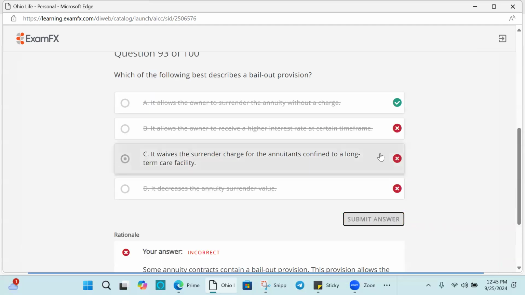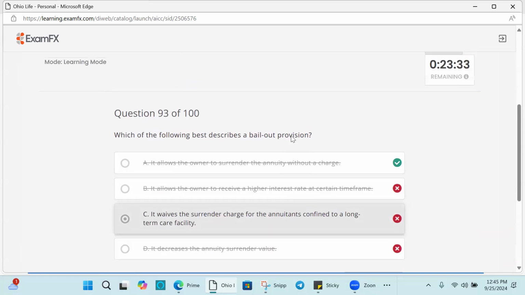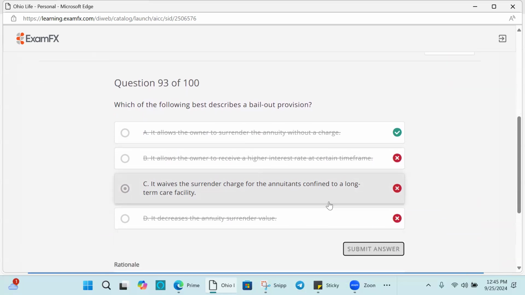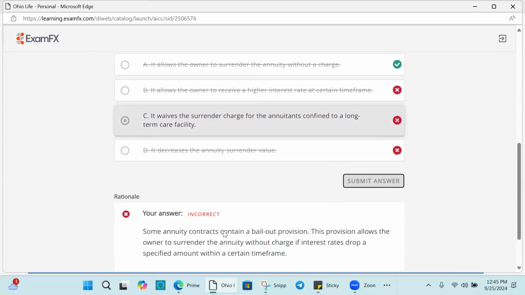No, no, no. It allows the owner to surrender the annuity without a charge. So there are two waiver provisions in annuities. The first one is the waiver provision that says if the annuitant goes into a long-term care facility, they'll waive the surrender charges for them to pay for their care.